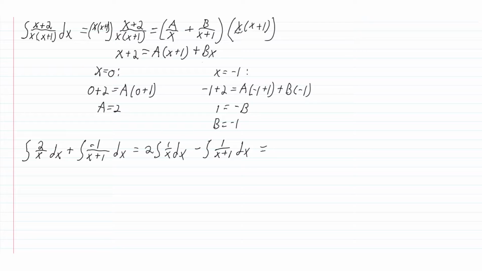And now we can integrate 1 over x. The integral of that's just going to give us the ln of x. So we'll have 2 times the ln of x minus, well, the derivative of x plus 1 is still 1, so this will be the ln of x plus 1. Don't forget your plus C on the end.